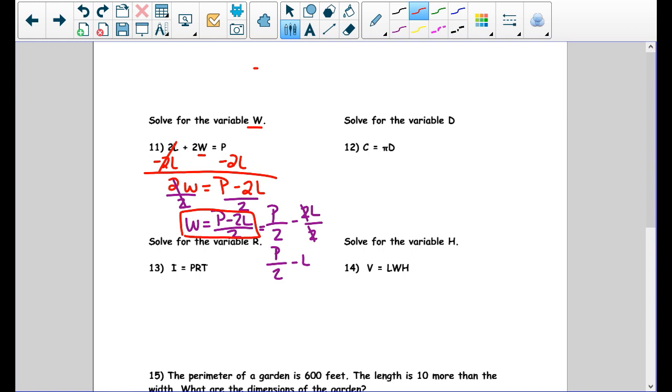What about number 12? Solving for D, C equals pi D. How do I get rid of pi? Remember, pi is just a number, right? Careful, it's divide. So pi is multiplied with the D, so we're going to divide by pi. So C divided by pi equals D, and we're done. D's by itself.